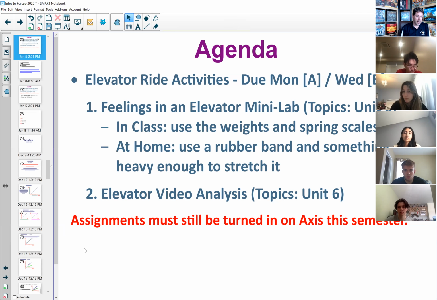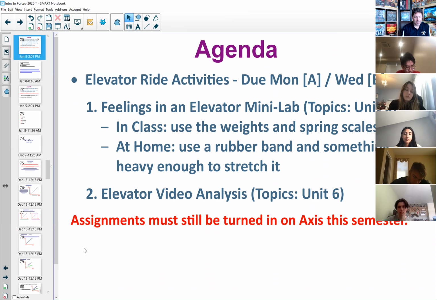So use that activity with a rubber band for those that weren't able to come to campus to complete that, and answer the questions. And it's more of a completion grade. It's really just getting started with getting you thinking about elevators, getting you to think about your personal experience when you've ridden in an elevator, and then also starting to visualize with a very simple activity what's happening there.